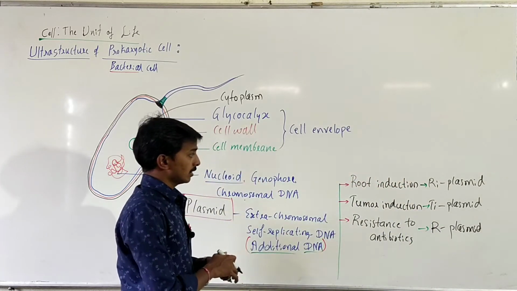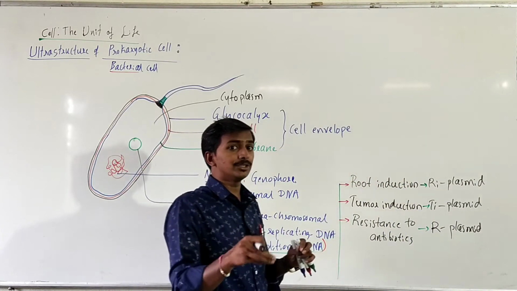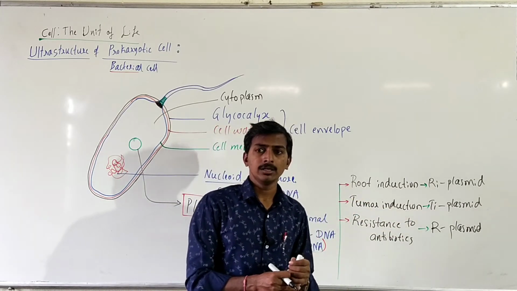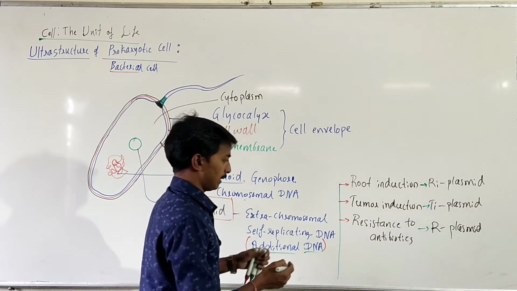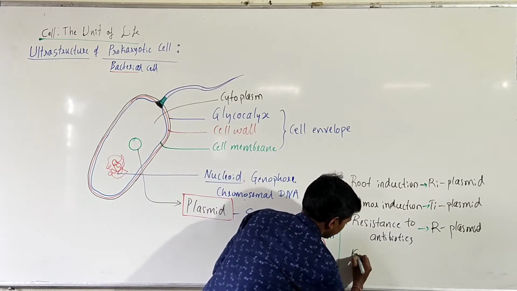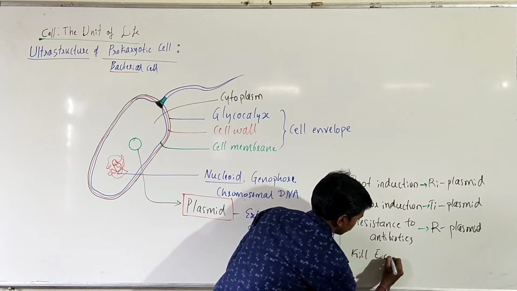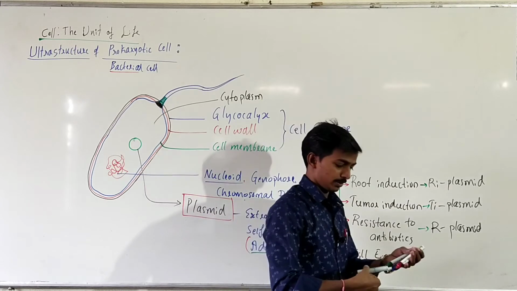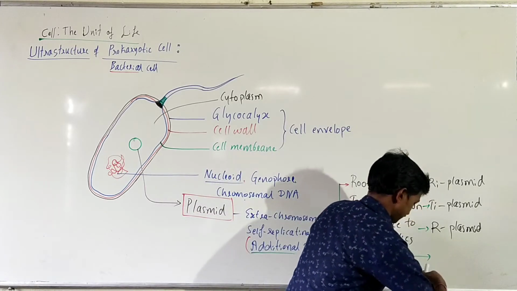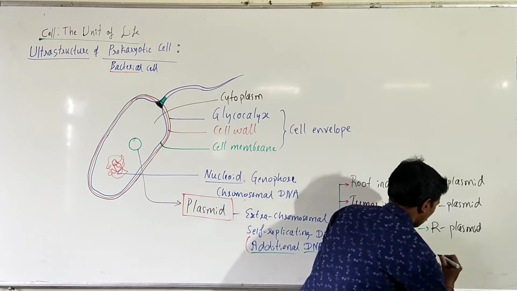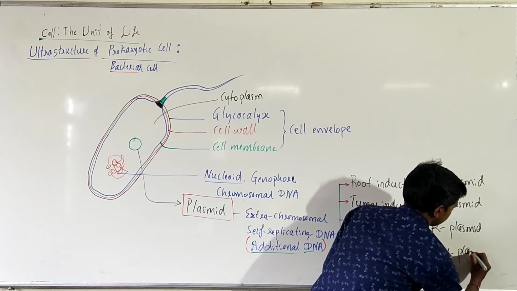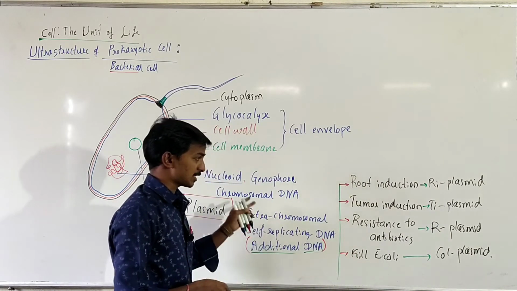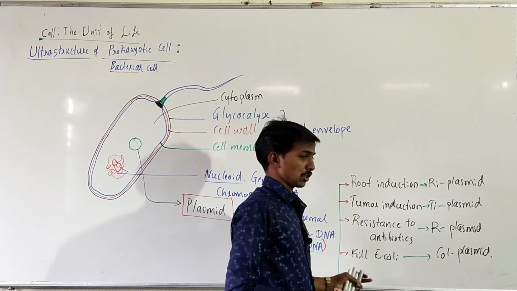Then sometimes the plasmid helps to kill the E. coli bacteria. So some plasmids help to kill the E. coli bacteria. In that case, the plasmid is known as a Col plasmid. Like that, the plasmids are named depending on their function.